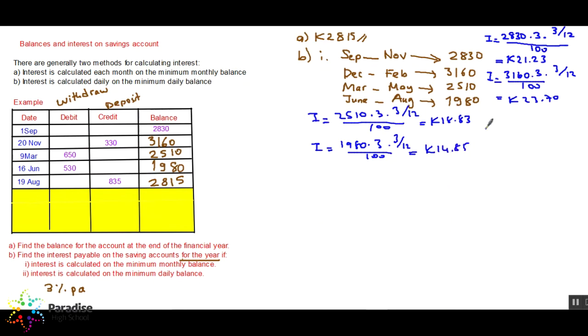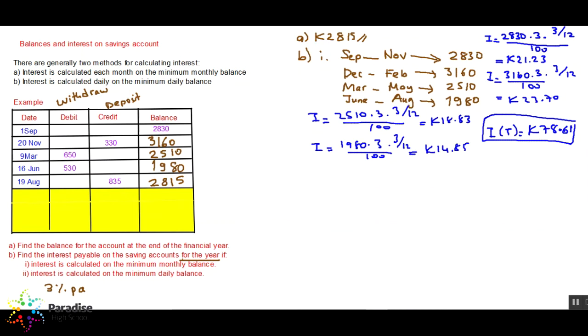That makes 14.85 kina. So what is the total interest? We will add all these interest amounts. So 14.85 plus 18.83 plus 23.7 plus 21.23. Altogether it makes 78.61 kina. So for the whole year, if you invest your money under the minimum monthly balance, that's the total interest that you are going to receive for the whole year.